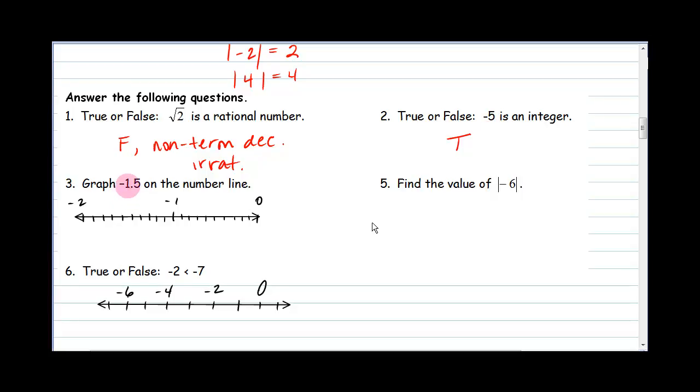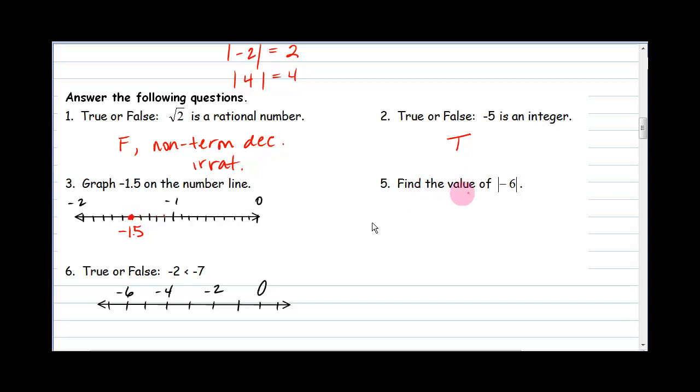If I wanted to graph -1.5 on the number line, I would draw my number line. Here I have my number line starting at -2 going up to 0. I have 10 tick marks in between. So if I graphed -1.5, I come to the -1, and then I keep going. 1, 2, 3, 4, 5. Here is -1.5 on the number line. Because we're going in the negative direction, I got to go past my -1.